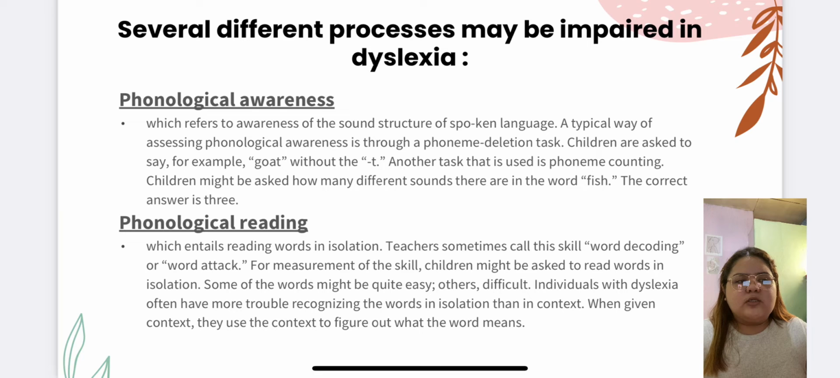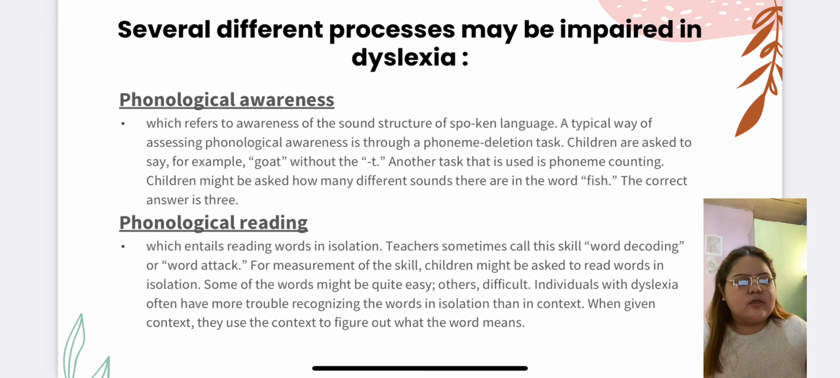Individuals with dyslexia often have more trouble recognizing words in isolation than in context. When given context, they use the context to figure out what the word means. So in phonological reading, magamit sila og word attack.